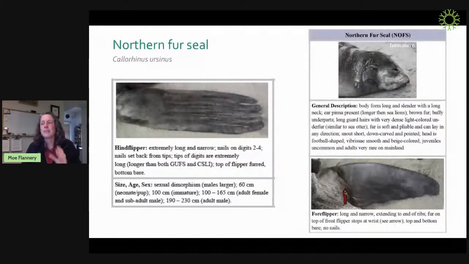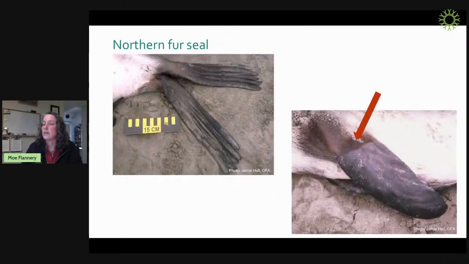So even if you have a really horribly decomposed carcass on the beach, if you have the flippers and you can see the fur and you can see that it's fur seal fur, and you have the dorsal side and there's a t-shirt line there, you can identify that as a northern fur seal. So the fur stops abruptly at the bend of the wrist. Let me show you a close-up view of that t-shirt line in the northern fur seal. Just like other otariids, their large foreflippers do not have any nails, and they have long, skinny hind flippers that do have nails in them.